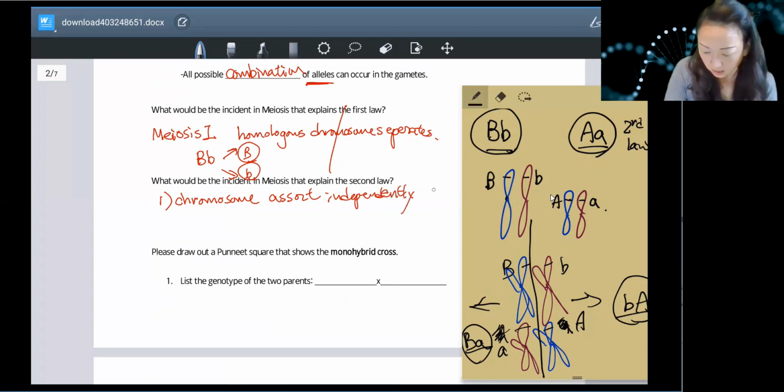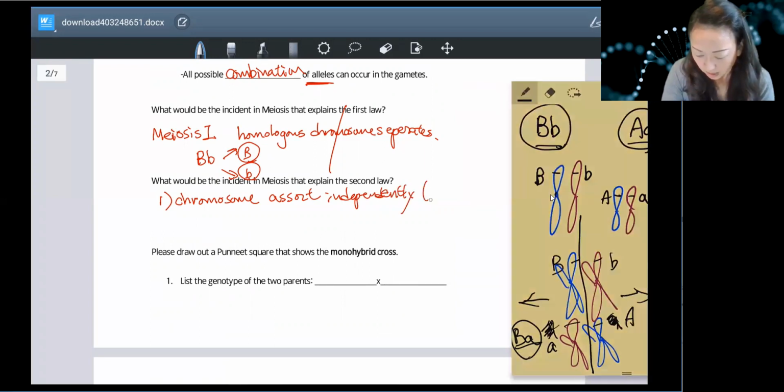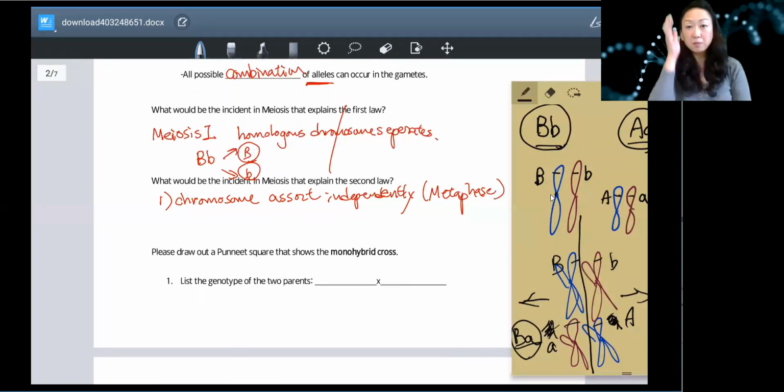And this happens in metaphase. Okay, remember metaphase? They line up in the middle, but it's not all the red in the left or all the blue in the right. They can align, and you got 23 pairs. So you got all kinds of possibility.